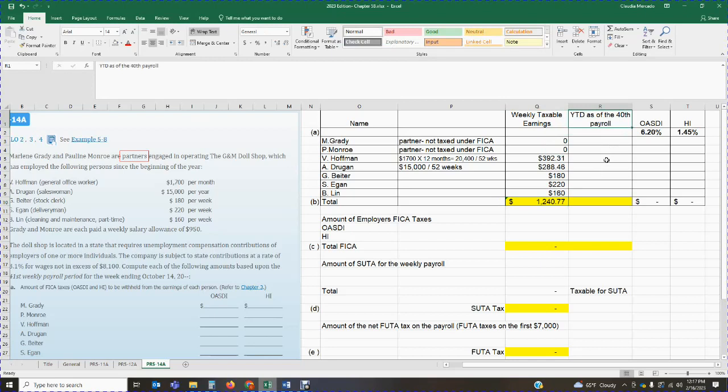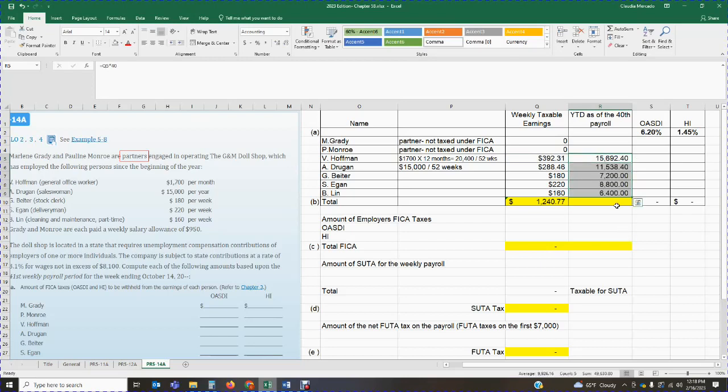So what I'm going to do is calculate my year-to-date pay as of last pay period. We are currently processing the 41st payroll run, so I want to know how much my employees made before this payroll. I'm going to get my weekly pay and multiply it by 40 pay periods, because we are currently in the 41st pay period. I want to know how much my employees earned as of last paycheck.